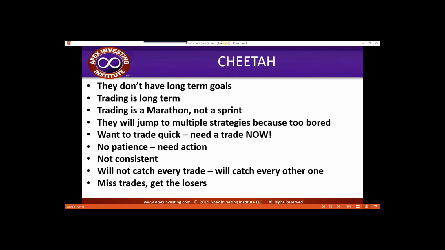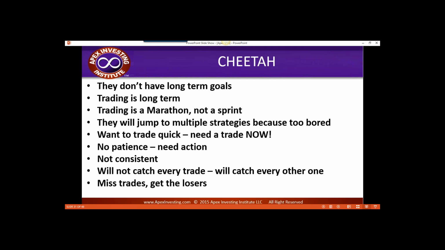They don't really have long-term goals. They're kind of trading for now. They're trading for the moment. Trading is not a sprint. Trading is a marathon. Trading is long-term. Trading is about thinking long-term and being in trading for the long term. But they will jump into multiple strategies because they get bored.